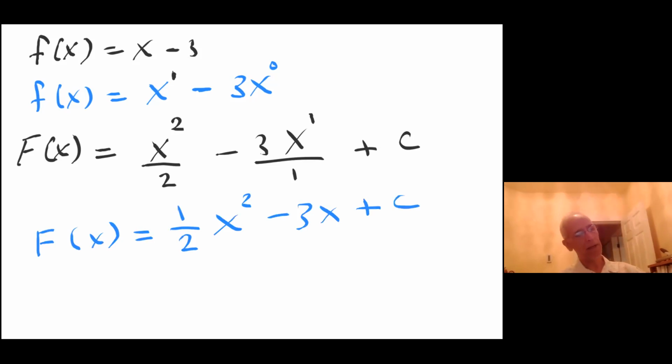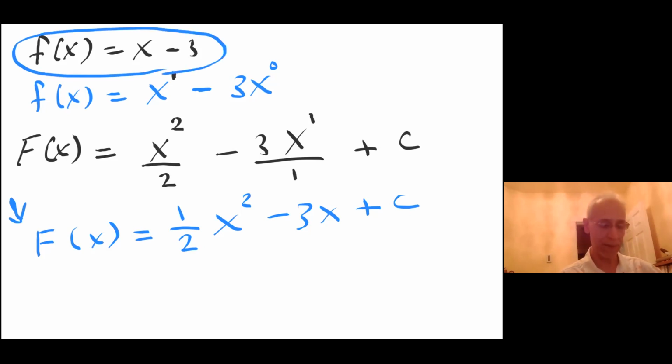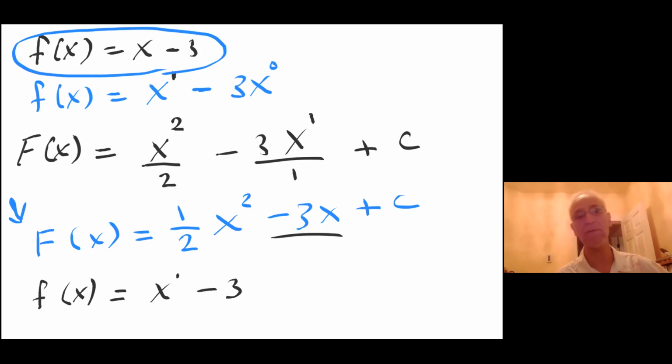Okay, well, now that I know that capital F of x is the antiderivative of small case f, it makes sense that if I take the derivative of my capital F of x, I should get my original function back. So let's do that. If I take the derivative of F of x, I should get my original small case f of x back. 2 times 1/2 is 1 times x, subtract 1 from the power, so I get a 1. Derivative of -3x is -3, and derivative of any constant is 0. So as you can see, I have my original function back. You can always test yourself to make sure that you've done this right.